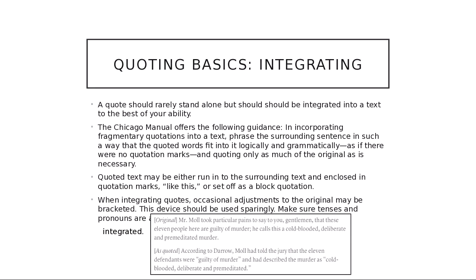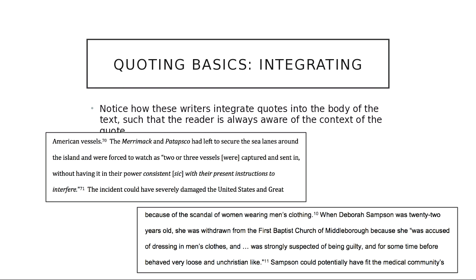So here are two examples of student work that integrates quotes really effectively. And what I want to point out to you is how in integrating these quotes, what both of these writers do is they set up the quotes in such a way that you're aware of what they are related to, what they are about. So in the first example, we identify the ships that are being described, and we have a narrative about them, and then the quote finishes the sentence, okay?